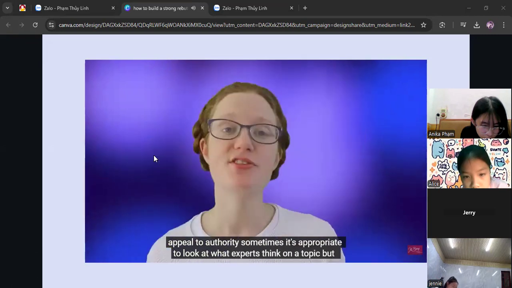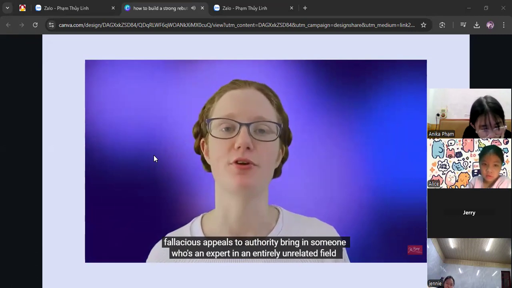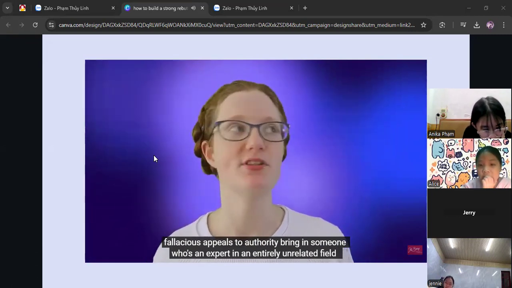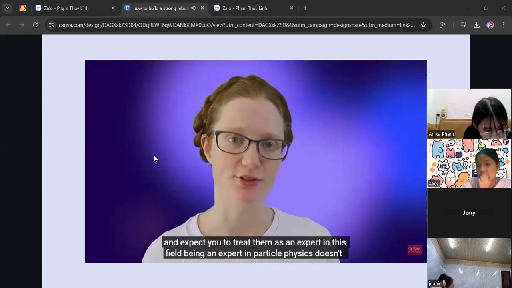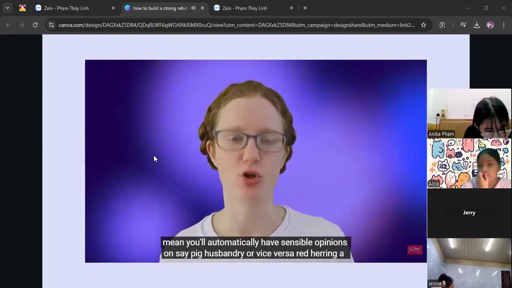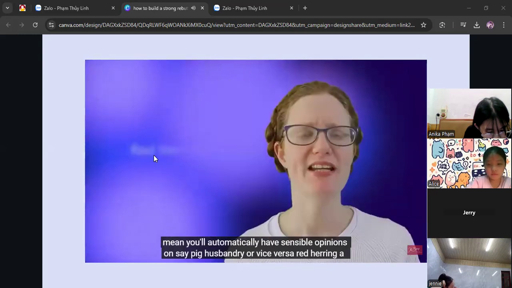Fallacious appeal to authority. Sometimes it's appropriate to look at what experts think on a topic, but fallacious appeals to authority bring in someone who's an expert in an entirely unrelated field and expect you to treat them as an expert in this field. Being an expert in particle physics doesn't mean you'll automatically have sensible opinions on, say, pig husbandry, or vice versa. Red herring.